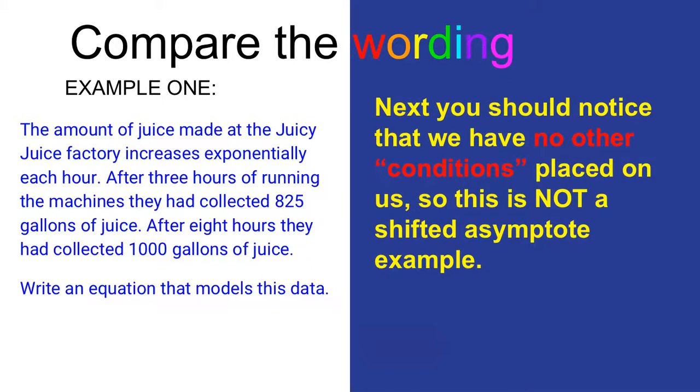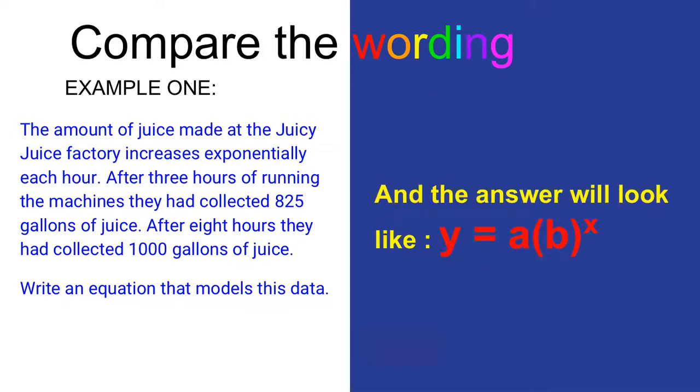So next, you should notice that we have no other conditions placed on us. So that is not a shifted asymptote example. Basically, this company is free to make as much juice as you want, and the curve for this graph is going to start low and slow and then curve up because it's going to be that exponential curve kind of a shape. So the equation is going to be of this format: y equals a times b to the x.